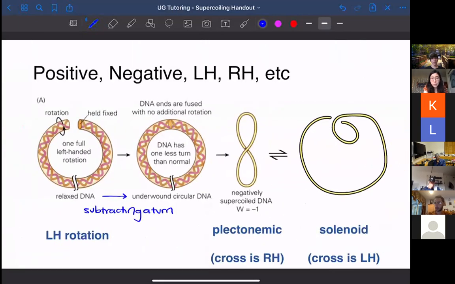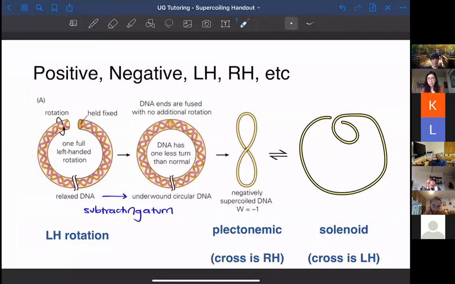There's also different forms of supercoiled DNA. So in this case, you're taking relaxed DNA, you're rotating it, and then you're fixing it together so that it's in a circle. It's still going to have the same interactions. The linking number has decreased, and now it has to stay constant. The twist has to go back to its normal, and in order to do that, the writhe has to decrease by 1. And that leads to 2 equivalent forms of DNA, which are called the plectonemic and the solenoid form.